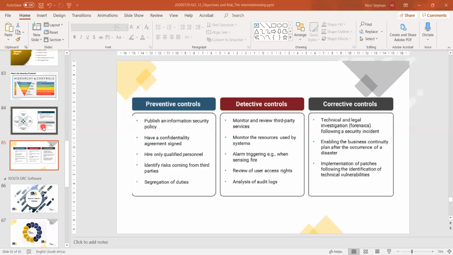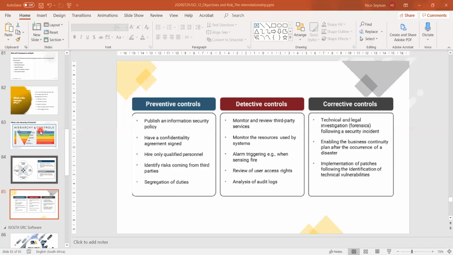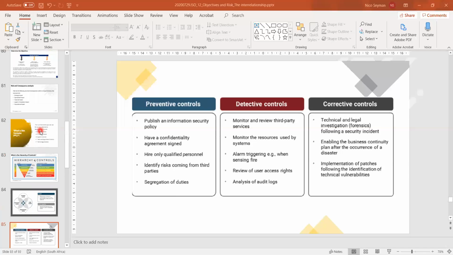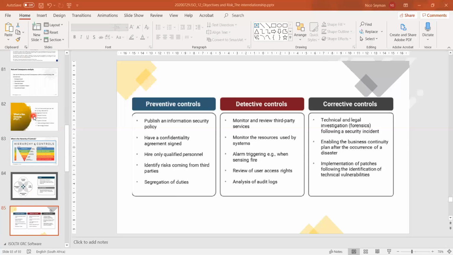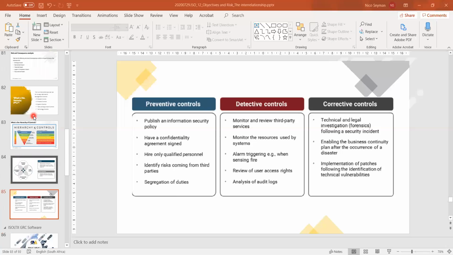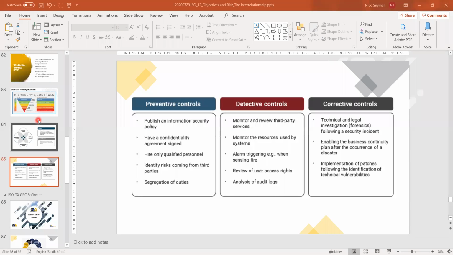So if you're looking at the process there, I hope that I have addressed everything that I could about objectives, the meaning of risk, the P square S T square methodology, as well as the hierarchy of controls.